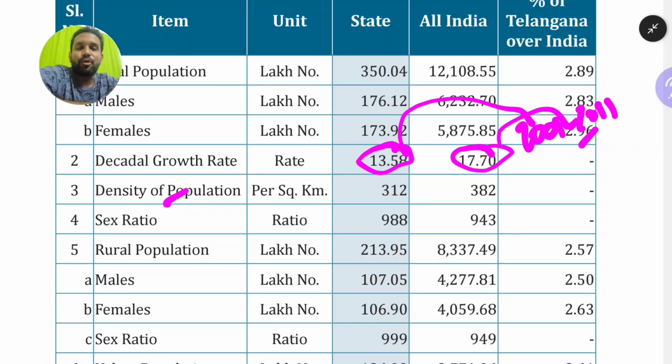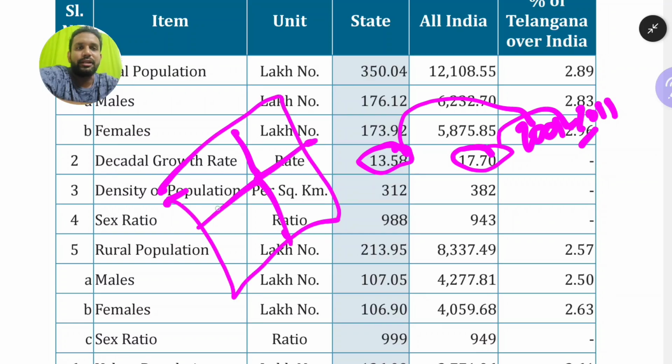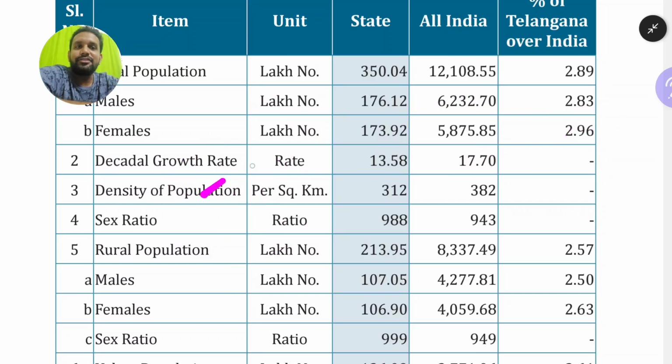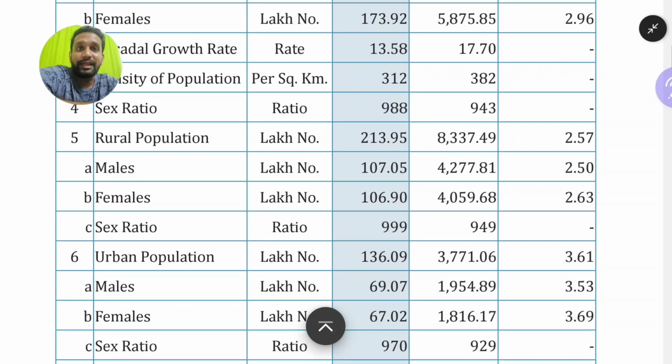When we see the density of population per square kilometer, 1 kilometer here, 1 kilometer here, 1 kilometer here, 1 kilometer here, this is called 1 square kilometer. How many individuals are living? So the density of population is 312 for Telangana, whereas for India it is 382. Now let us see the sex ratio. Very important again. Sex ratio of Telangana is 988, whereas of India it is 943.